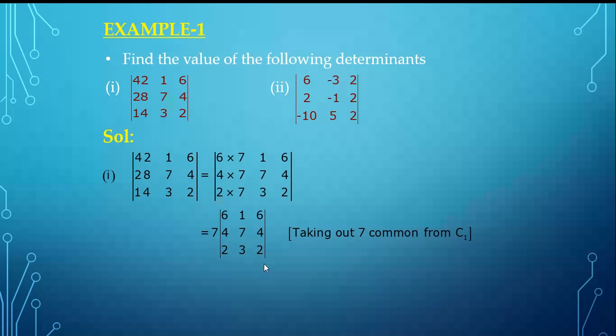Now we can see here that C1 and C3 are identical, meaning the same. So its determinant value is 0. Because C1 and C3 are identical, the value of this determinant is 0. So directly we can find the value of this determinant by using the property. When you solve it by expansion, it also becomes 0, but that will take time.